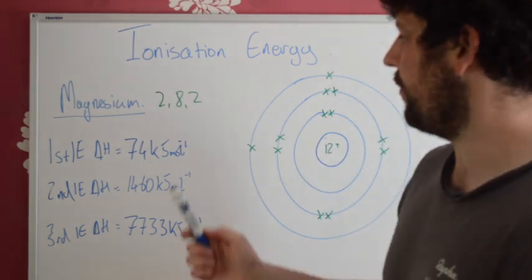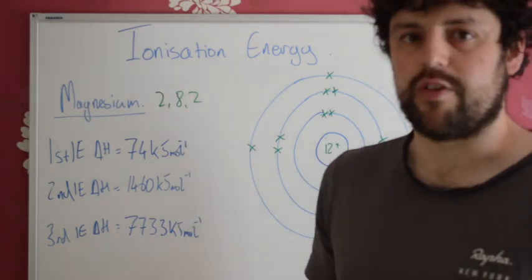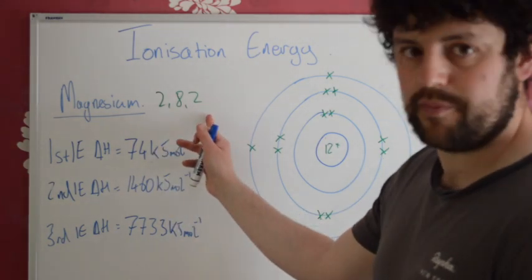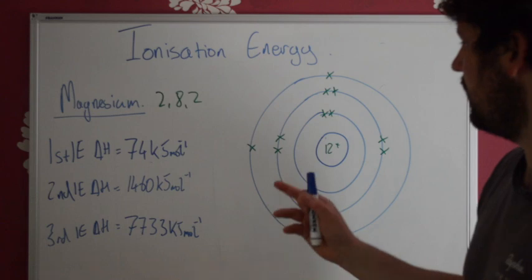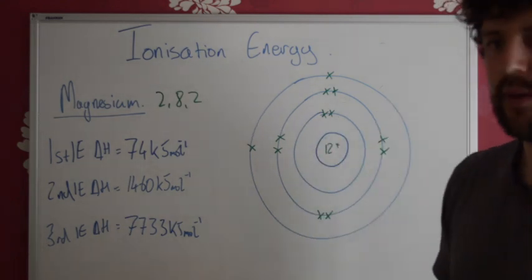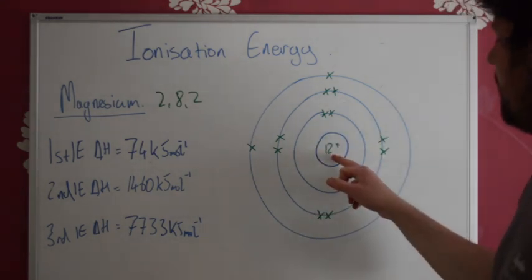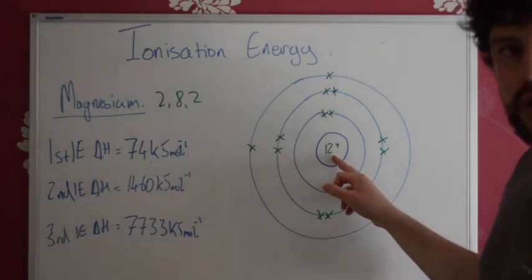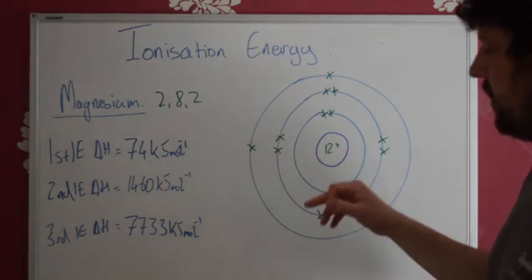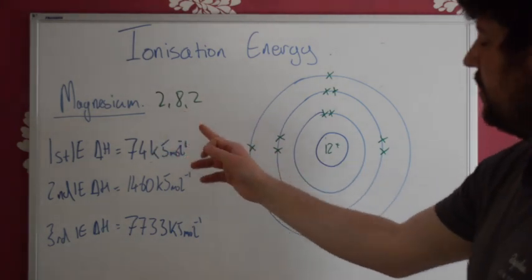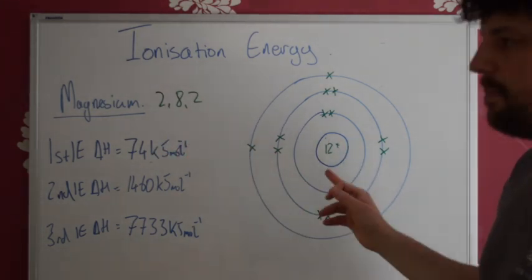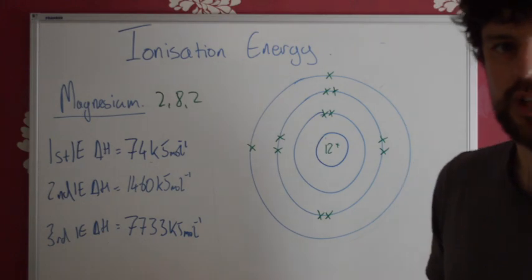First thing we need to know is the electron arrangement of magnesium, which is 2,8,2. If we drew out a diagram, this is what the diagram of magnesium would look like. We also need to know that there is a nuclear charge of 12 positive. There's a nuclear charge of 12 positive because we've got 12 electrons, 2,8,2, and in an atom that is balanced out by 12 protons in the nucleus.